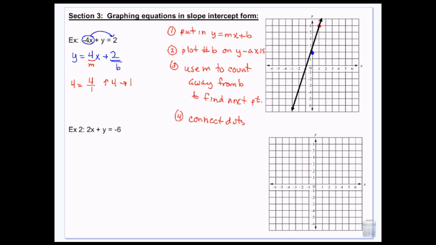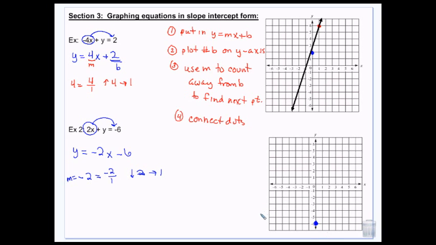Okay, for the next example, we're going to put this into y equals mx plus b. I'm going to pick up this positive 2x and move it over, and then it becomes negative 2x. Y is already alone, so I don't have to do anything there. I plot my point at negative 6, which is b. My negative 2 is the same as negative 2 over 1. So that tells me to go down 2 and then over 1, but I can't go down 2.